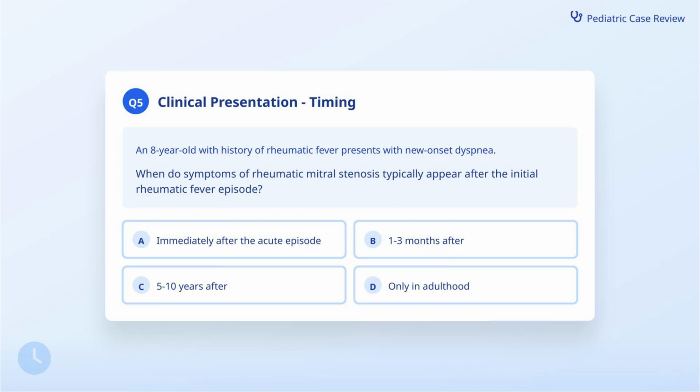Option A, immediately after the acute episode. Option B, 1 to 3 months after. Option C, 5 to 10 years after. Option D, only in adulthood. Consider the natural history of rheumatic heart disease and the progression of valve damage.